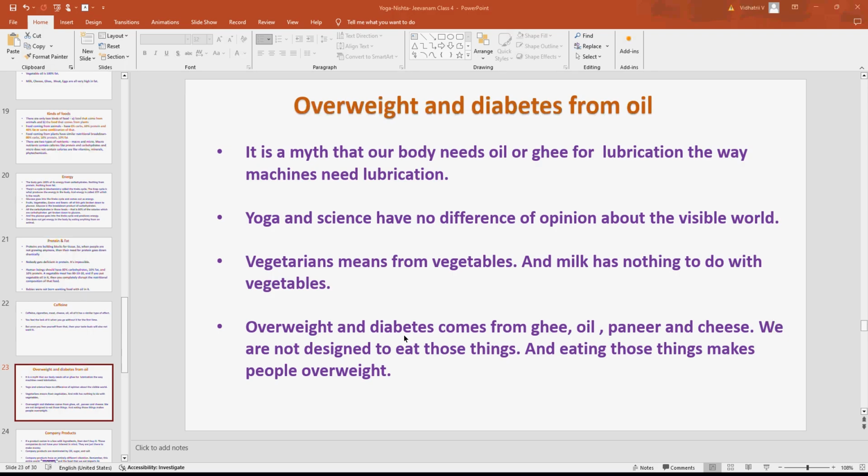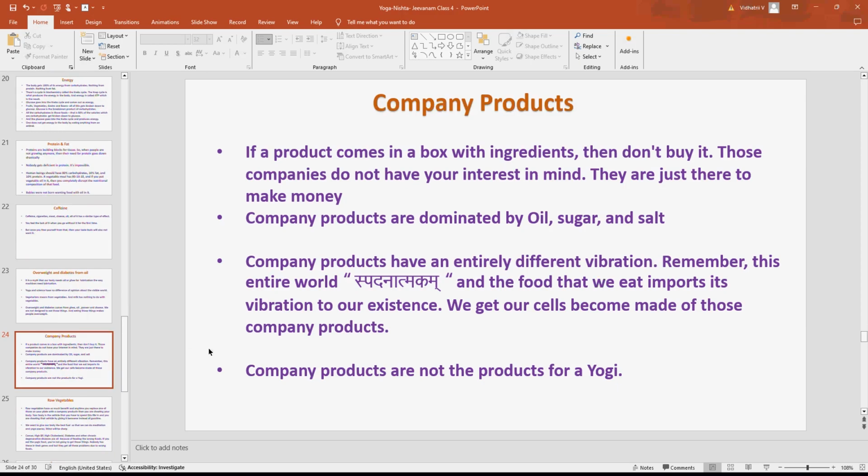So we are here on this planet to realize the infinite within us, and those companies have no idea about those things, and also they have no interest in those things, right? All they care about is money, right? So I want to talk about not having company products. So this is what I said. Anything that comes in a box with ingredients, don't buy it, because they don't have your interest in mind. They're just there to make money.